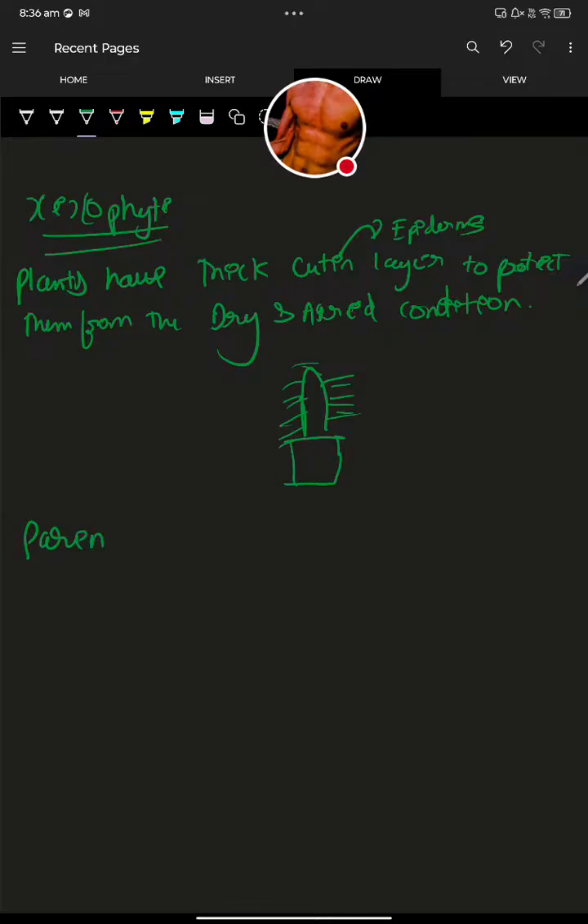So parenchyma. This tissue is living. It has cell wall, storage, basic function of life.